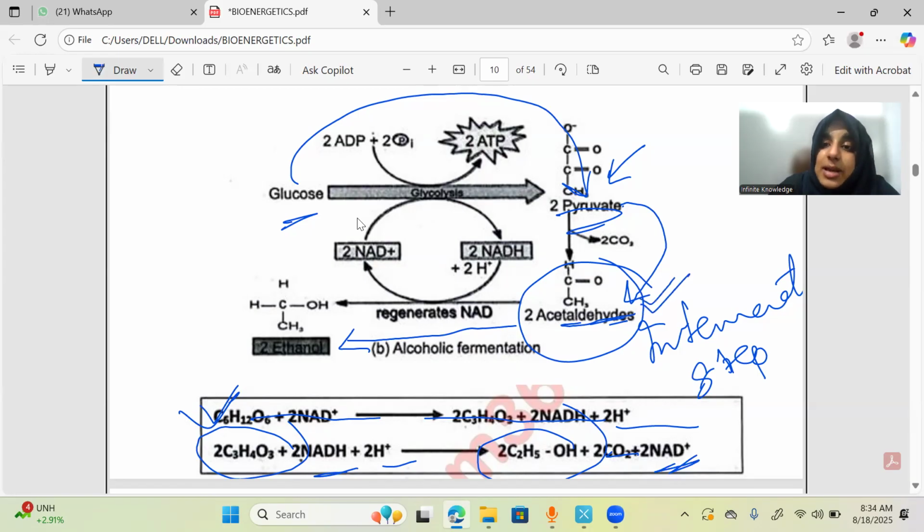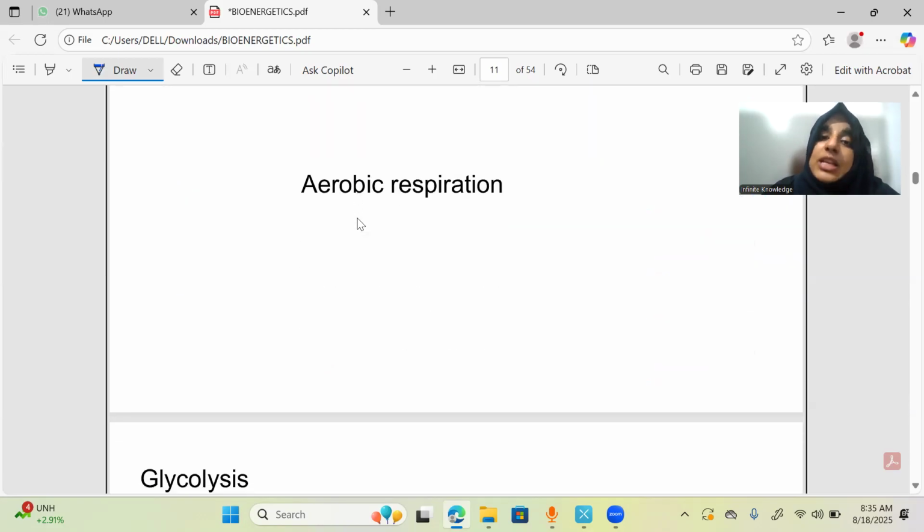They have shown the intermediate step, but you can visualize it in the diagram that 1 molecule of glucose converts to pyruvate. 2 pyruvate convert into 2 acetaldehyde, 2 acetaldehyde convert into 2 ethanol, and via glycolysis 2 ATP are produced, and via alcoholic fermentation NADH is used and converted into NAD positive. So just remember all of these facts, and if you have any questions, let me know.